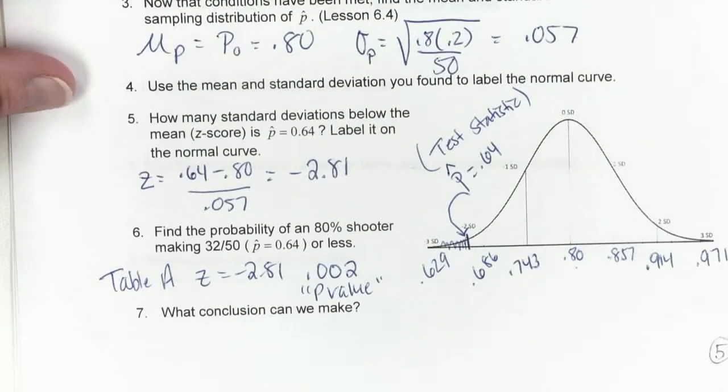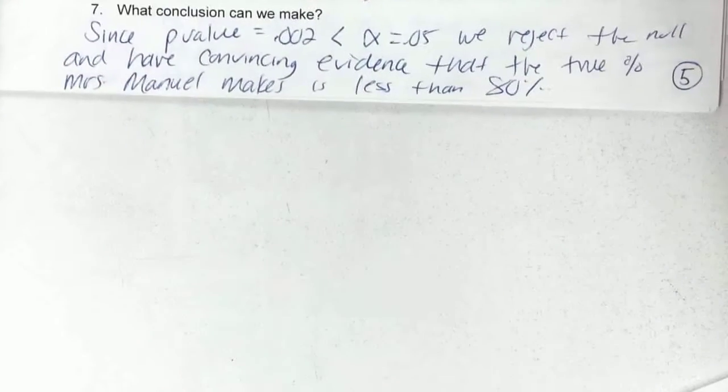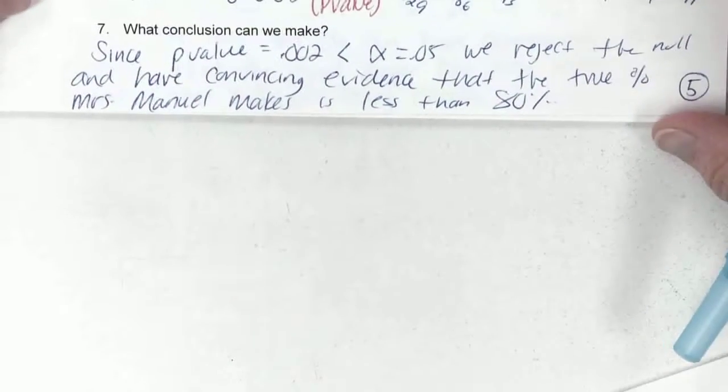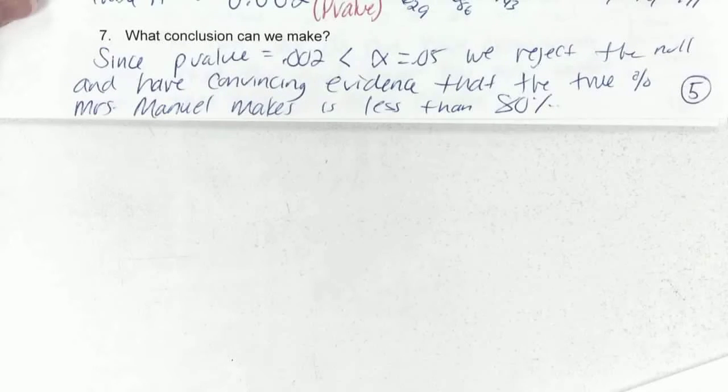What conclusion can we make? Well, instead of me rewriting it, let me just slide this paper in here, which has my final answer on it. Since the p-value of 0.002 is less than our 5% cutoff for our significance level, we reject the null. And we have convincing evidence that the true percent Mrs. Manuel makes is less than 80%. Spoiler alert, I could have told you that from the beginning. In fact, if I made 64% of my free throws, I would consider that a lucky day. I am just not that good. But now we have it on paper.